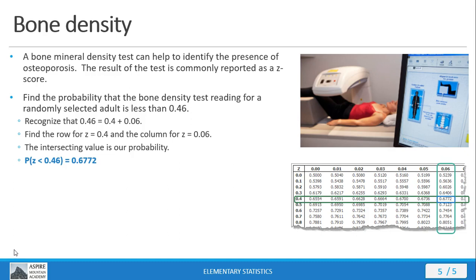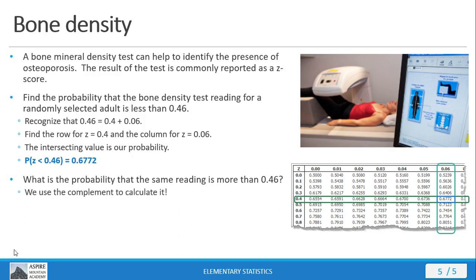Now, what if we wanted the area to the right? What if we wanted the probability that you were greater than 0.46? Well, remember, the area under the density curve is equal to 1. And so, therefore, we could just subtract this probability from our z-score table from 1 to get the area to the right. And that's how we calculate that. We just use the complement. So we subtract it from 1, and there's our probability.